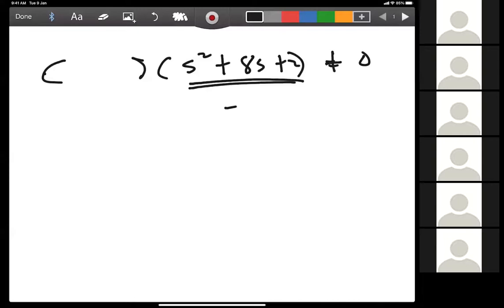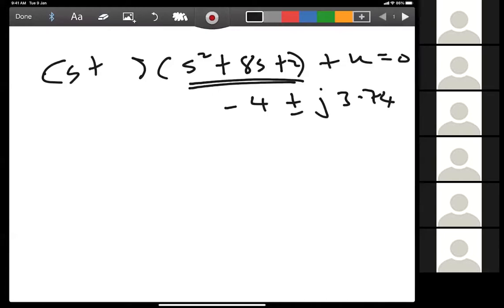square root 14. Minus 4 plus minus square root 14. Square root 14 is 3.74. So 3.74 plus K equal to 0. So this is your third pole. S plus T, let's say T is the third pole. This is your third pole.